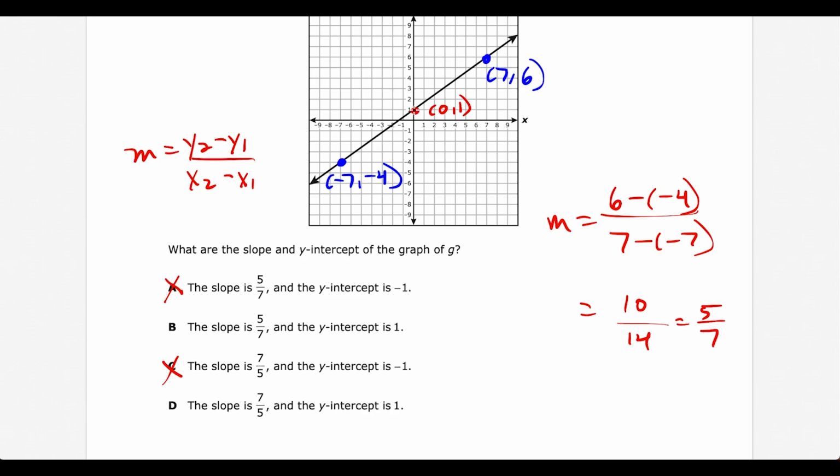But you could also use 0, 1 as your other point here. If you wanted to find the slope between, let's say, these two, you would get the same answer. So notice here, if I did 6 minus 1, divided by 7 minus 0, this also gives me a slope of 5 over 7. But either way, that's going to give us choice B.